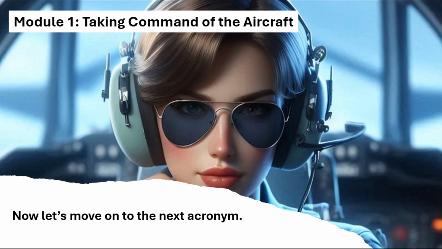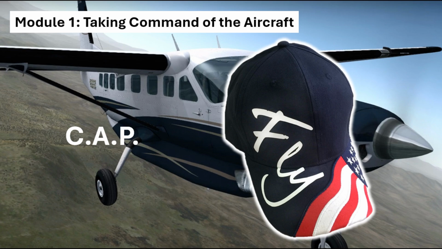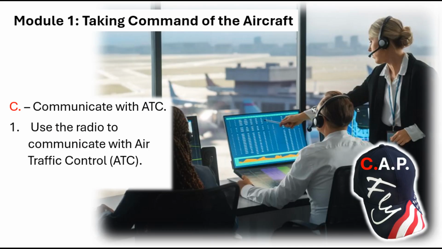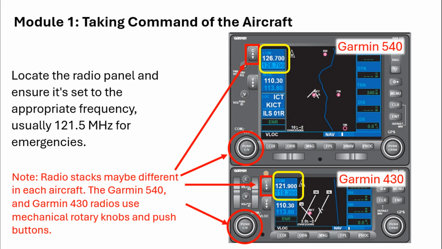Now let's move on to the next acronym. CAP. C. Communicate with ATC. 1. Use the radio to communicate with air traffic control, ATC. Locate the radio panel and ensure it's set to the appropriate frequency, usually 121.5 MHz for emergencies.